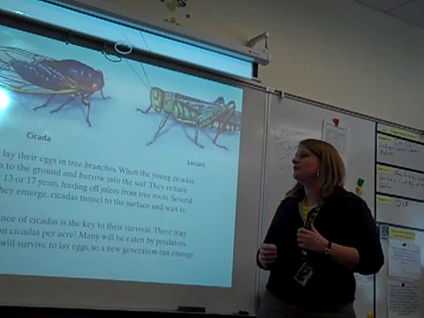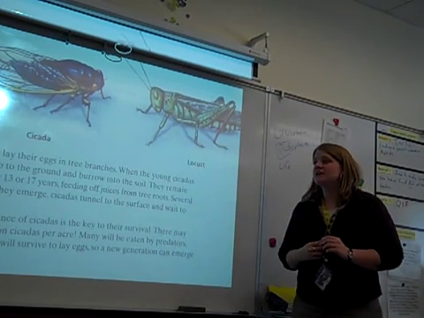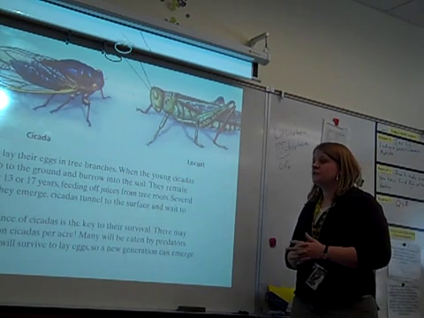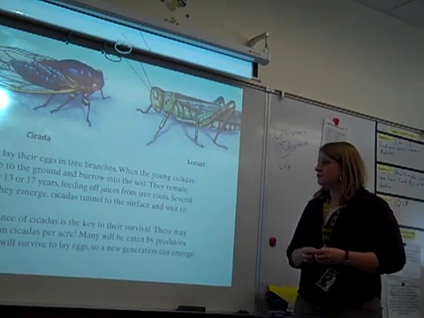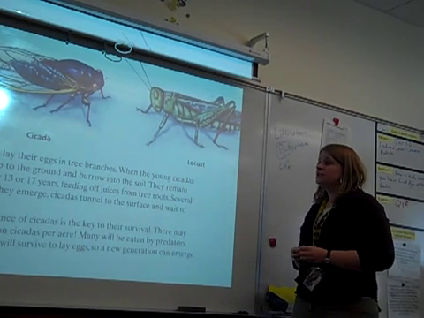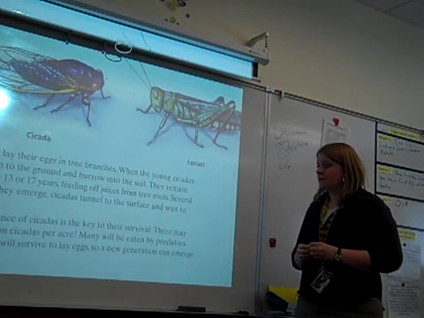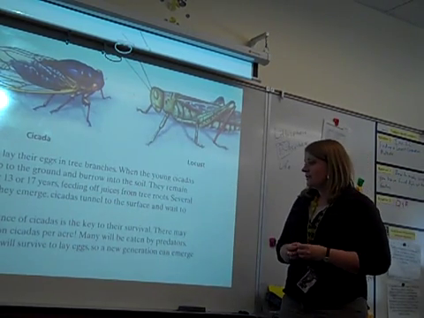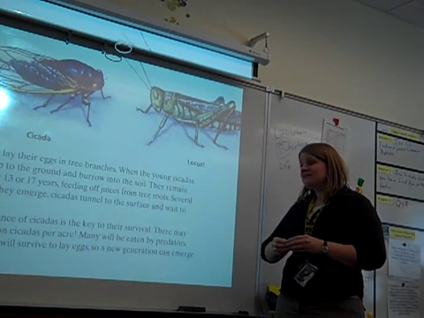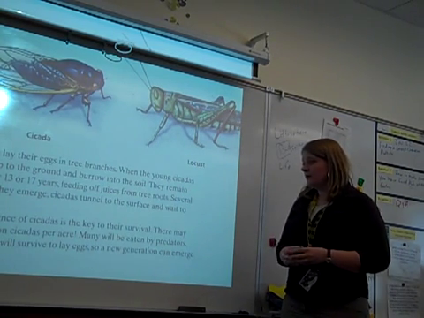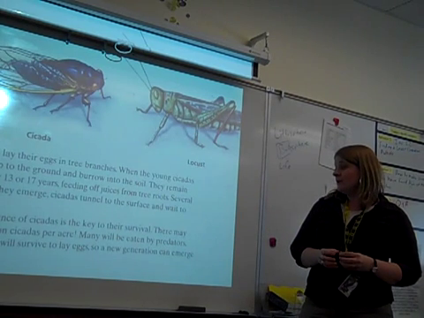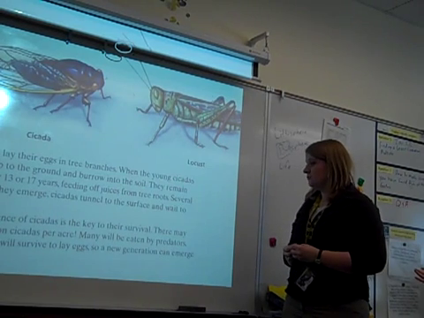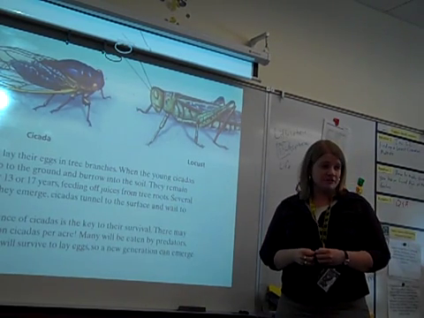Alright, so it's a little bit more background information about the cicadas. Female cicadas lay their eggs in tree branches. When the young cicadas hatch, they drop to the ground and burrow into the soil. They remain underground for 13 to 17 years, feeding off juices from tree roots. Several months before they emerge, cicadas tunnel to the surface and wait to come out. The mass emergence of cicadas is the key to their survival. There may be up to 1.5 million cicadas per acre. Many will be eaten by predators. However, enough will survive to lay eggs, so a new generation can emerge in 13 or 17 years.